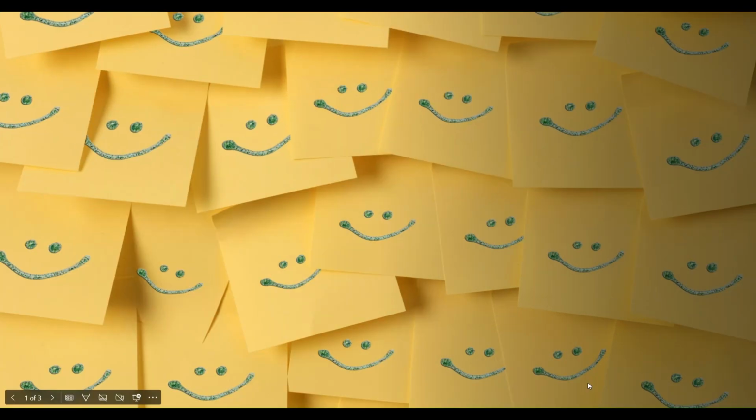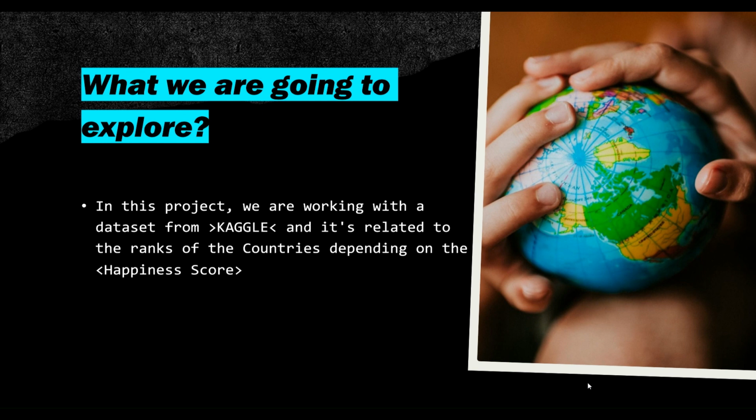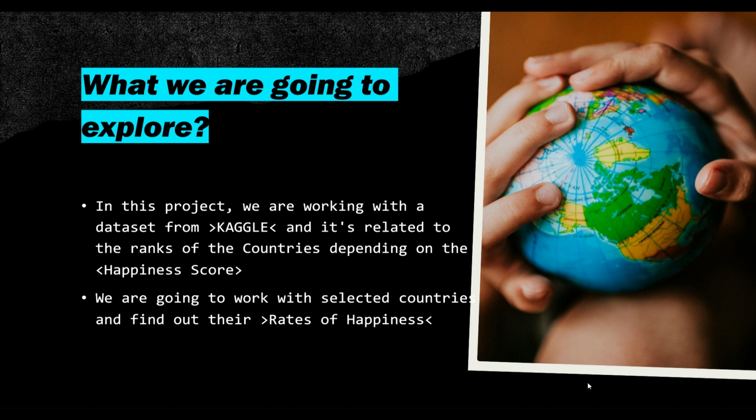Today we are going to be doing a project on Kaggle which is known as the happiness rate of the world. So now what are we going to explore? In this project we are working with a data set from Kaggle and it's related to the ranks of the countries depending on the happiness score. We're going to work with the selected countries and find out the rates of happiness, which has the highest rate and which has the lowest rate. So let's get started.